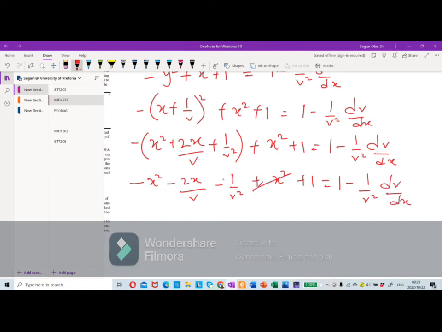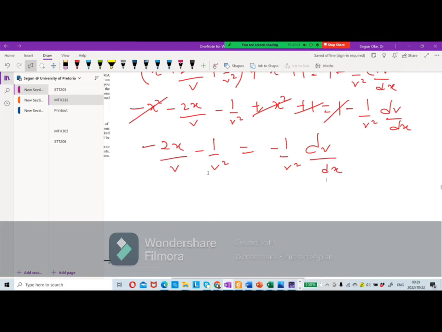So this goes with this. One goes with this one. So we are left with negative 2x over v minus 1 all over v squared equals minus 1 all over v squared dv dx. So how do we solve this one? Multiply through by negative v squared, because we need to eliminate this whole thing.